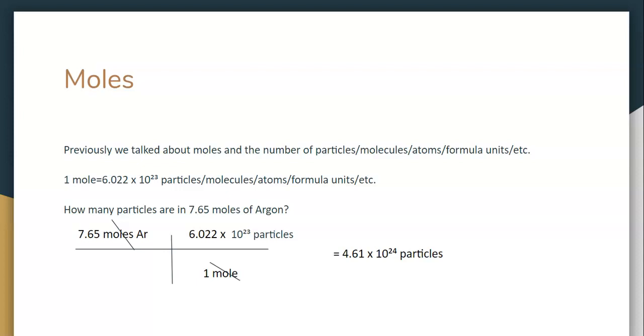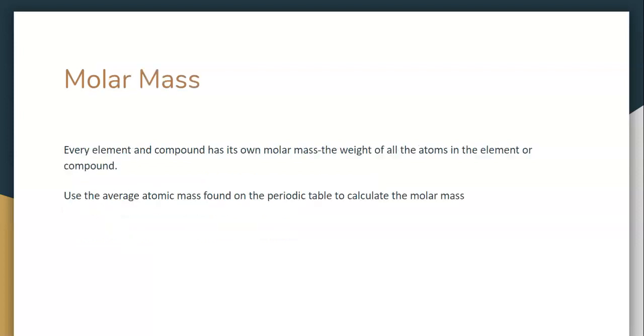So now we're going to take it a step further. Let's talk about molar mass. Molar mass is the weight of the atoms in an element or compound. Every element and compound has its own molar mass. It'll always be the same thing. To figure out your molar mass, we're going to use the average atomic mass, or the atomic mass, which is found on the periodic table, to calculate your molar mass.